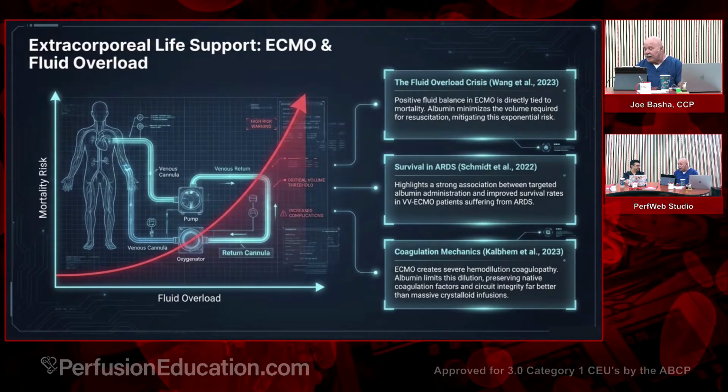Survival in ARDS highlights a strong association between targeted albumin administration and improved survival rates in VV ECMO patients suffering from ARDS, though you will hear some people argue the opposite. The most recent data does not support that. It supports treating albumin and coagulation mechanics. Again, in 2023, these are all very recent articles. ECMO creates severe hemodilution coagulopathy. Albumin limits this dilution, preserving native coagulation factors and circuit integrity far better than massive crystalloid infusions.